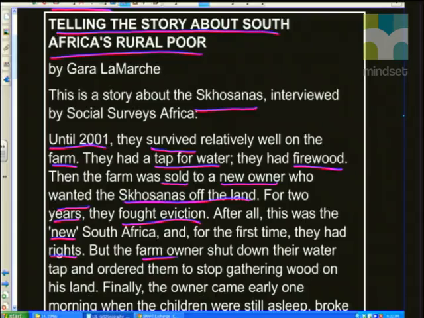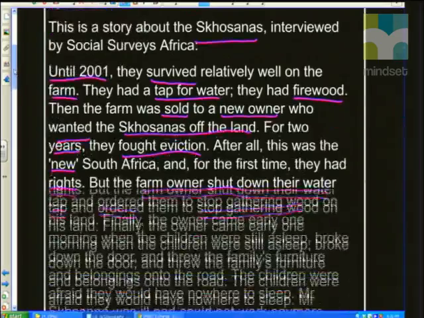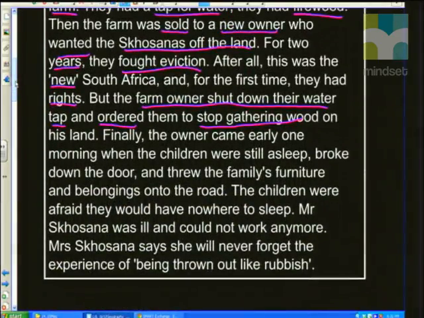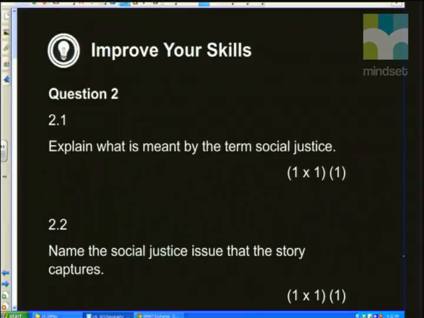But the farm owner shut down their water tap and ordered them to stop gathering wood on his land. Finally, the owner came early one morning when the children were still asleep, broke down the door, and threw the family's furniture and belongings onto the road. The children were afraid that they would have nowhere to sleep. Mr. Skosana was ill and could not work anymore. Mrs. Skosana says she will never forget the experience of being thrown out like rubbish, and no one deserves that. Let's have a look at the questions.